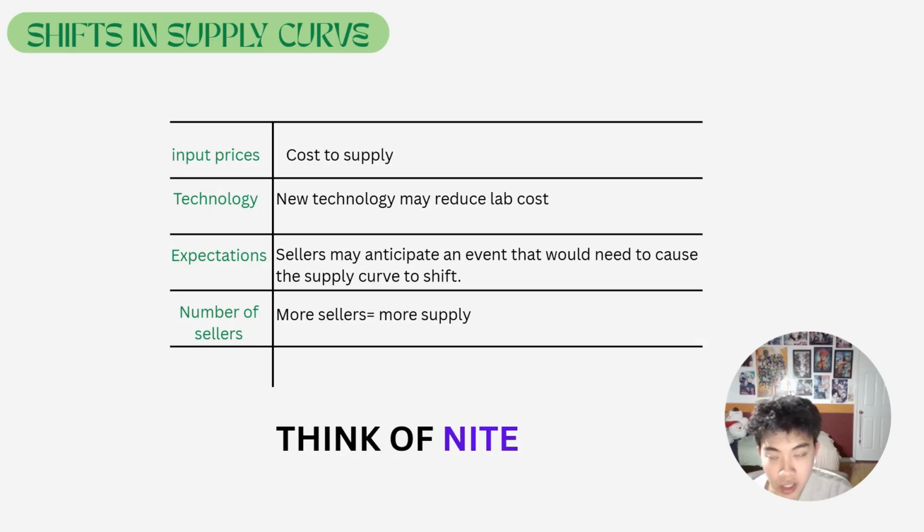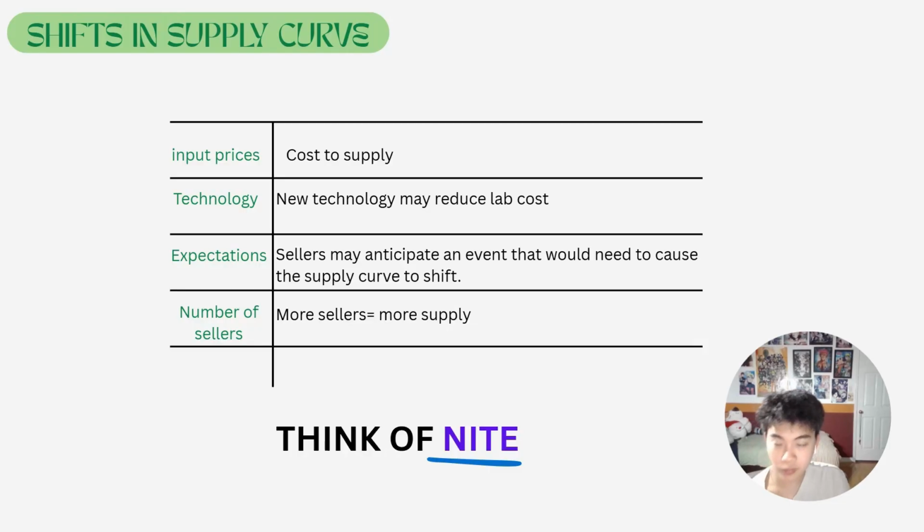And this is another table. I recommend pausing this video. Another mnemonic that would probably be really useful to memorize is NITE. N stands for number of sellers, I is input prices, T is technology, and E is expectations.